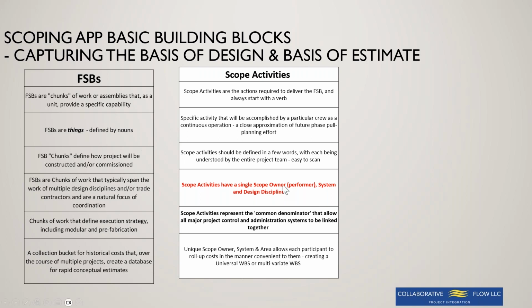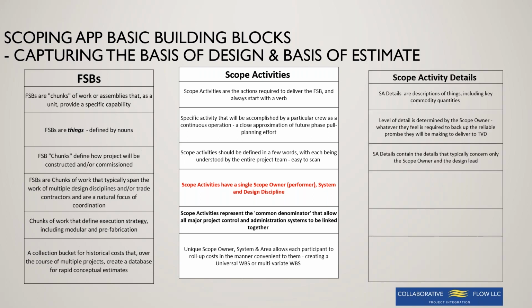So maybe the most important thing to talk about in the time we have is that scope activities are kind of your advanced look at what you think a pull plan might be, and they have a single scope owner or contractor. They have a single system and a single design discipline, so they never span that. If you break the job that way, you can visualize it easily. And then Fernando talked about the work breakdown structure. I'm talking about a work integration structure. I think there's another level of detail for people who get it, but we won't get into that here.